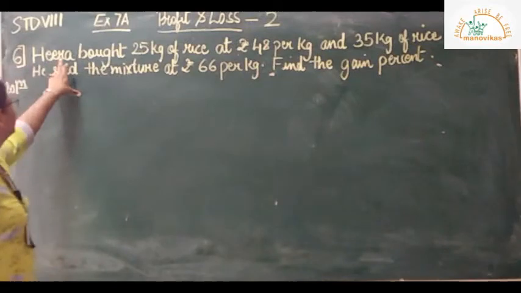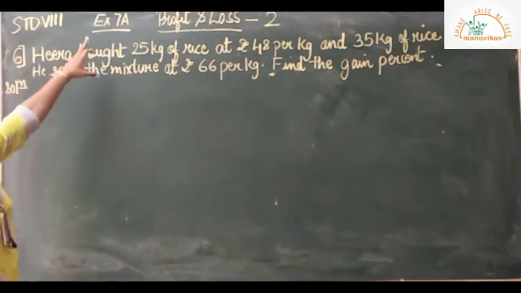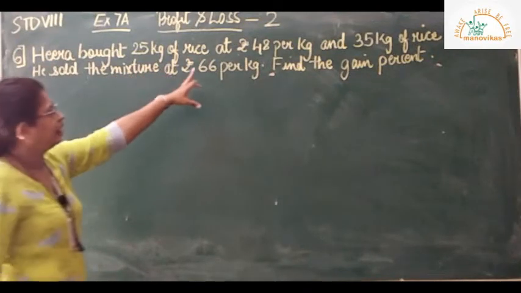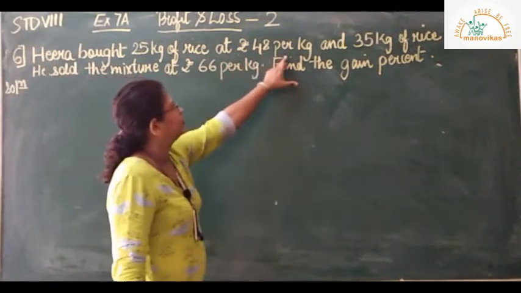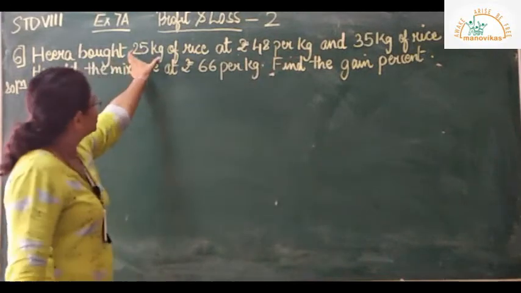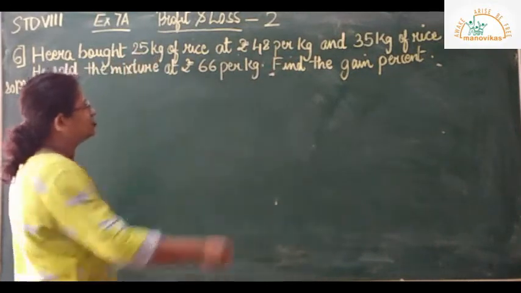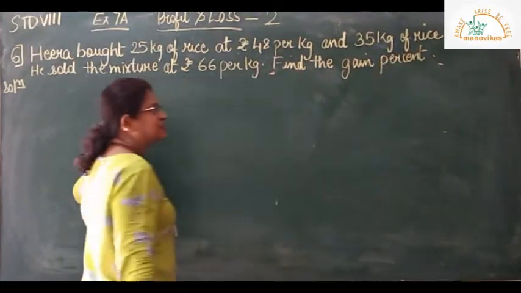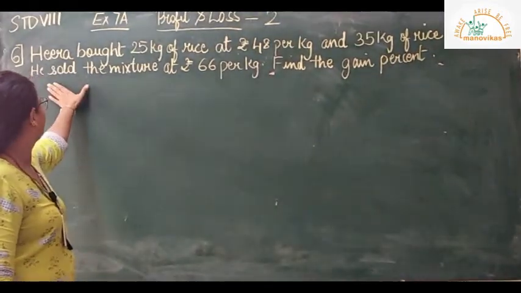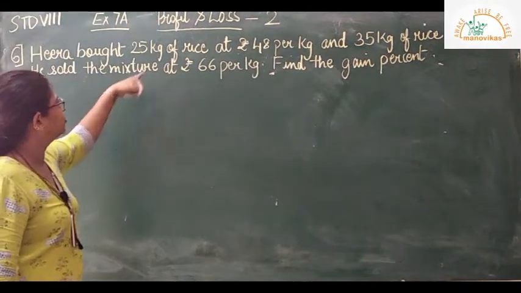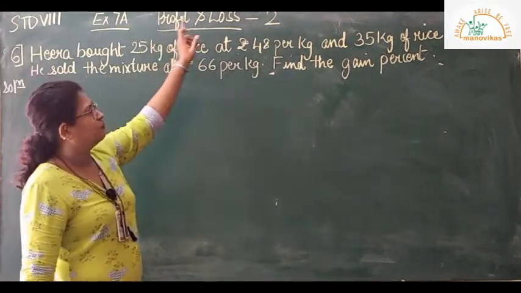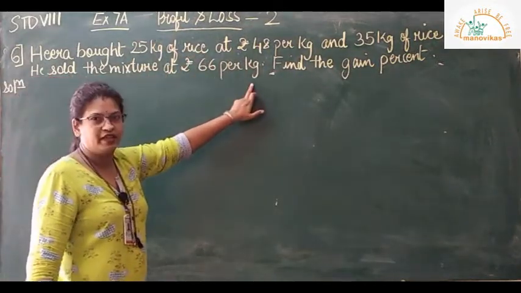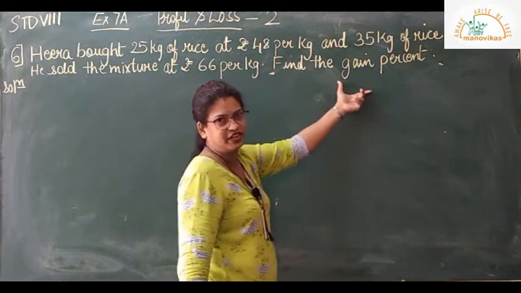Now in this problem, the sixth problem in exercise 7a, Hira bought 25 kg of rice at rupees 48 per kg, and 35 kg of rice at 60 per kg. And after that, he sold the mixture of 25 kg plus 35 kg at rupees 66 per kg. Now we have to find the gain percentage.